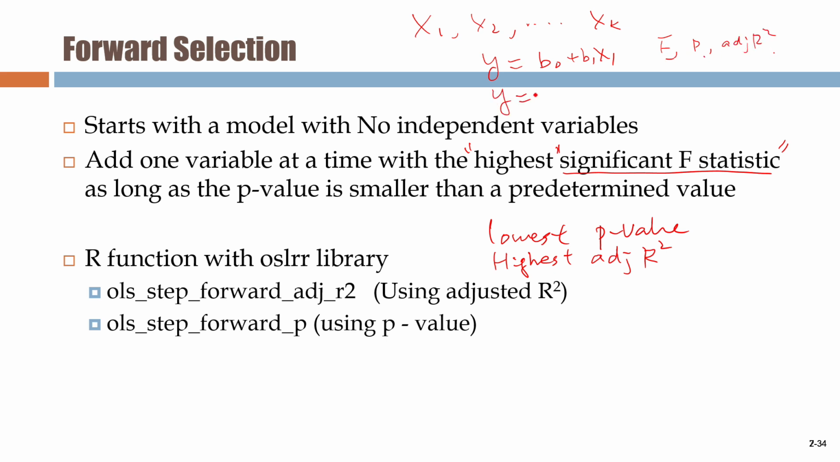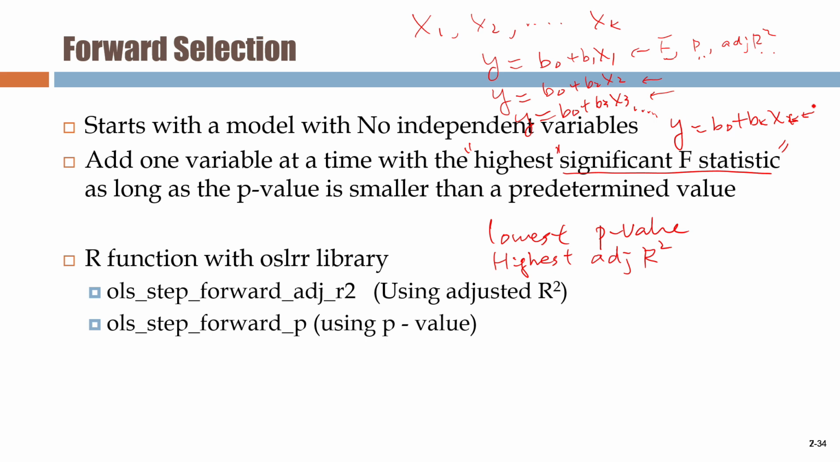And then you run the regression with the x2 only. And you do the regression with the x3 only, and so on. And then you do the regression with the xk only. And you can find the F, p, adjusted R for each of them, right? And then depending on the criteria, you will choose the best one.